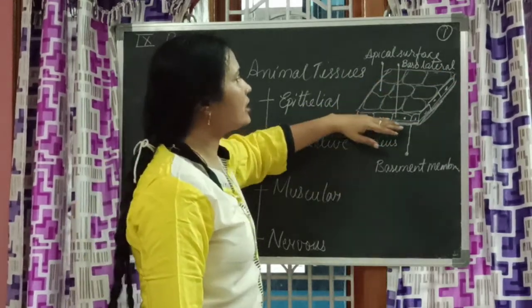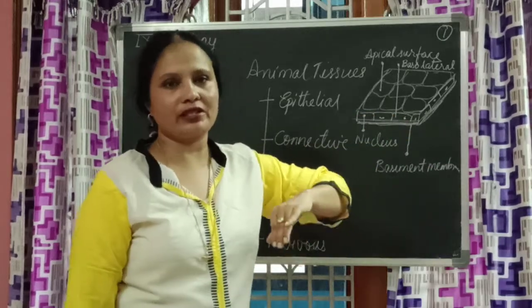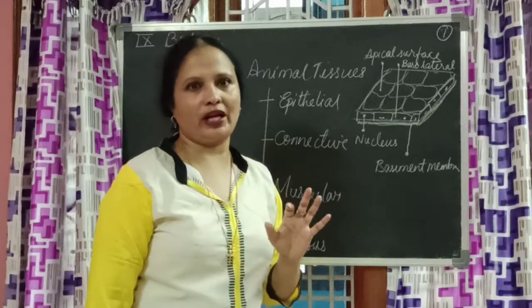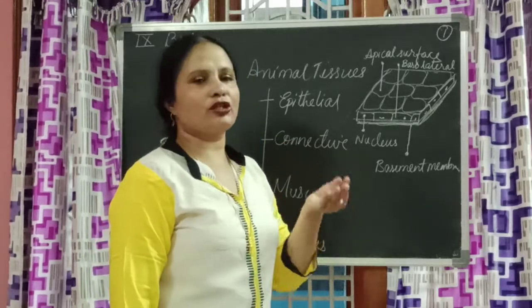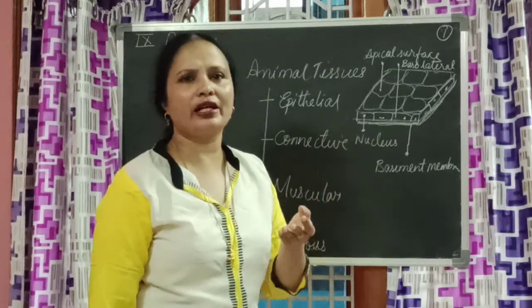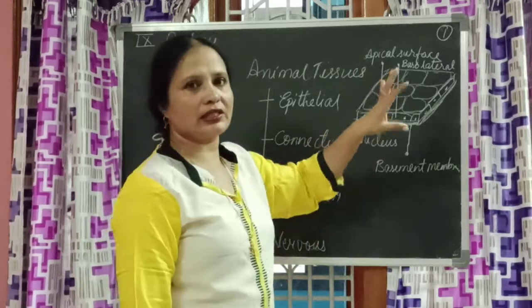And where do you notice the nucleus? On this basolateral surface you notice the nucleus. This is how an epithelial tissue looks. Be it glandular, ciliary, columnar, cuboidal, squamous, stratified columnar, anything, they look like this, right?